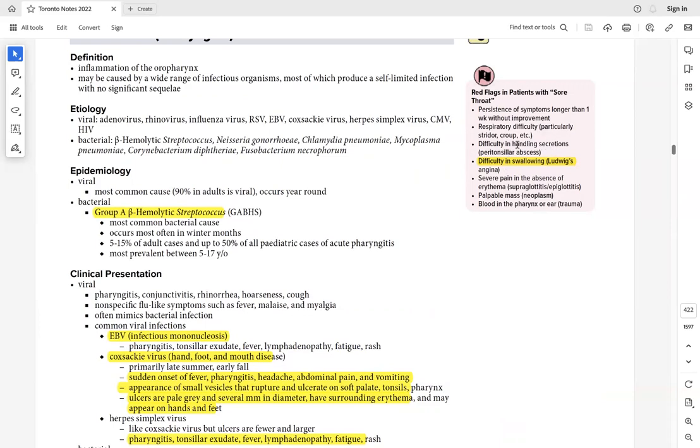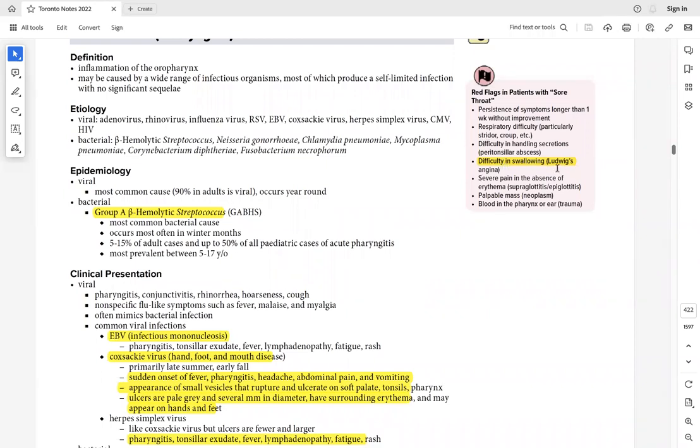What is difficulty in handling secretions? They might present with drooling, and this drooling is common in peritonsillar abscess, Ludwig angina, and epiglottitis. So it means if there's drooling, the patient cannot breathe. So there is a problem with the breathing and it is a medical emergency. We immediately have to intubate the patient.